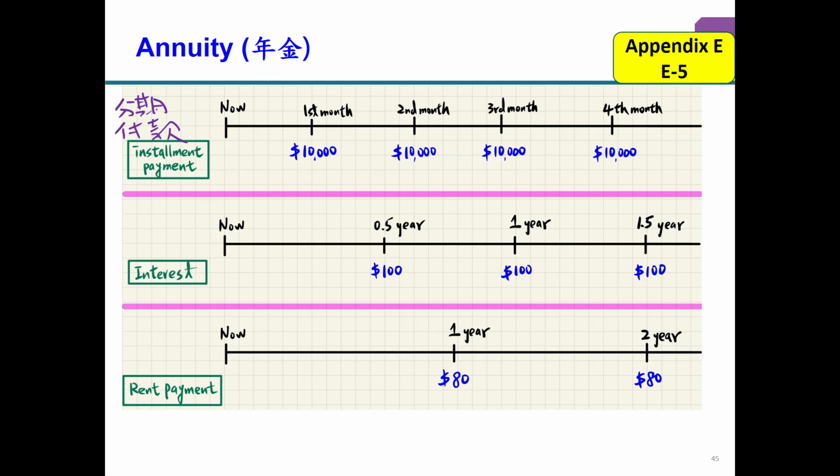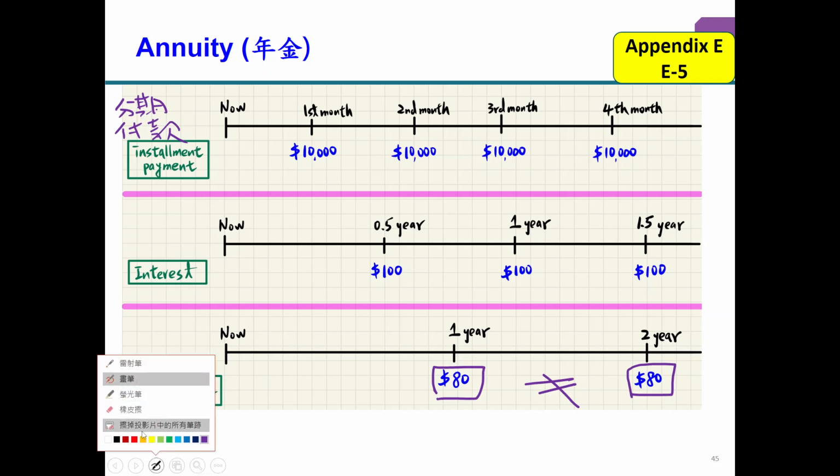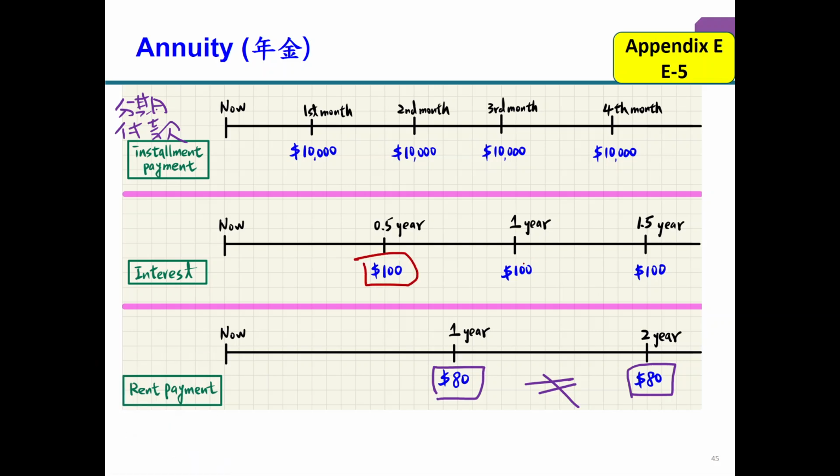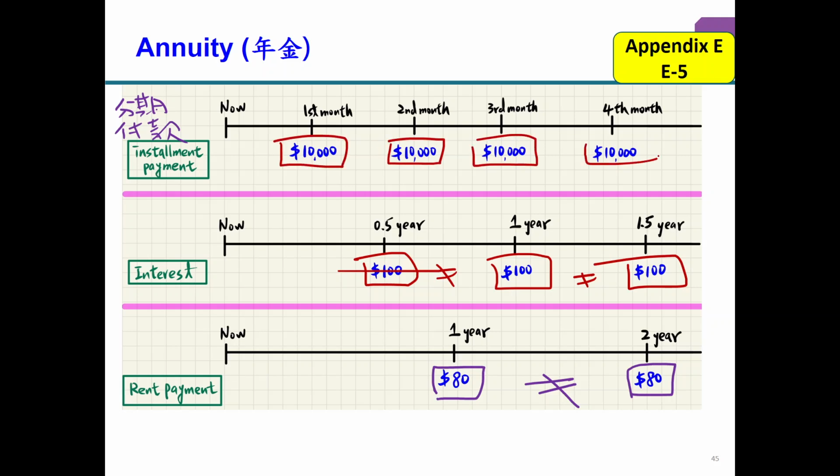So for this, could you tell me, the first $80,000 and the second $80,000, are they the same or not? They are not the same because they are not on the same date. For that $100, even though they are $100, you should understand they are not the same because they are not at the same time. $10,000, $10,000, $10,000, $10,000, they are not the same. Remember, different date, different time, they are not the same. So what should we do?